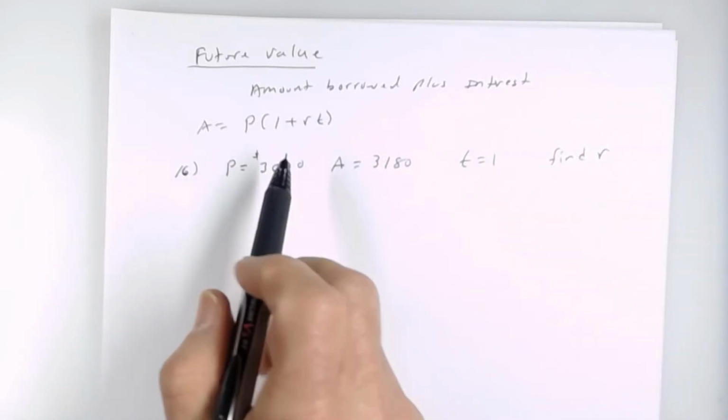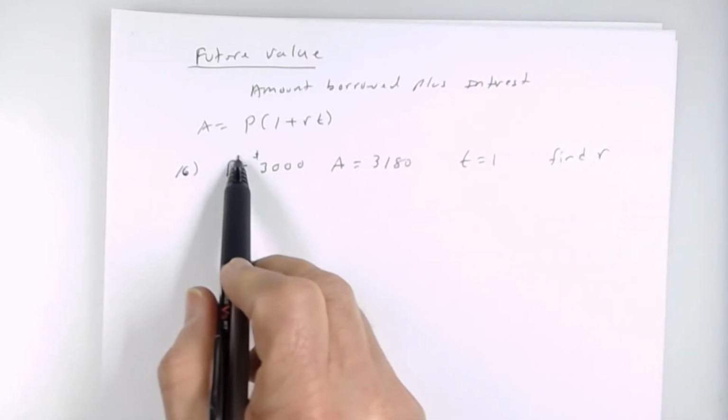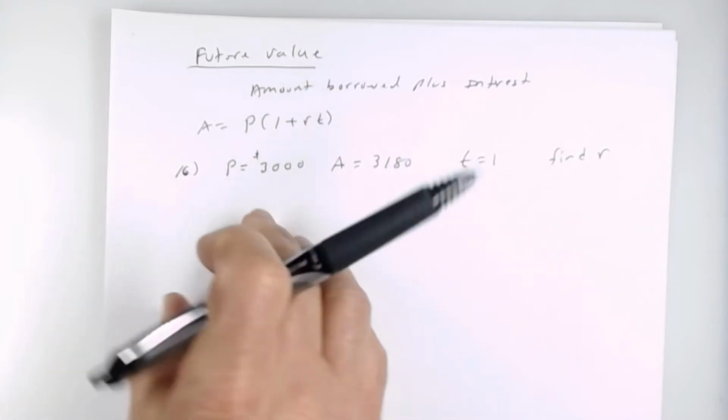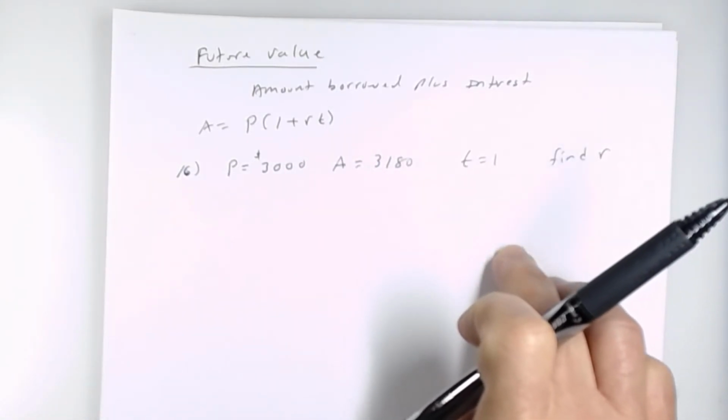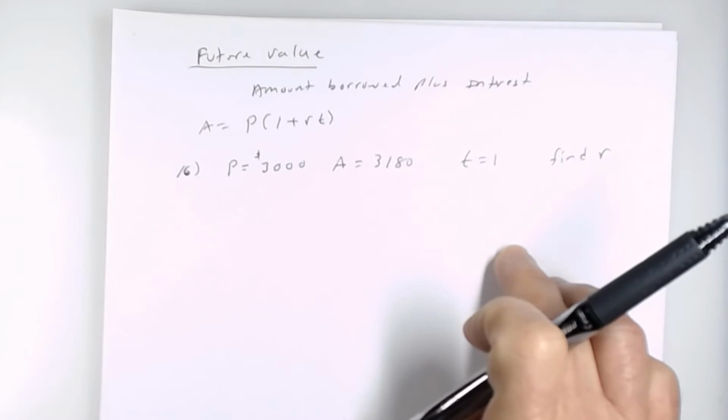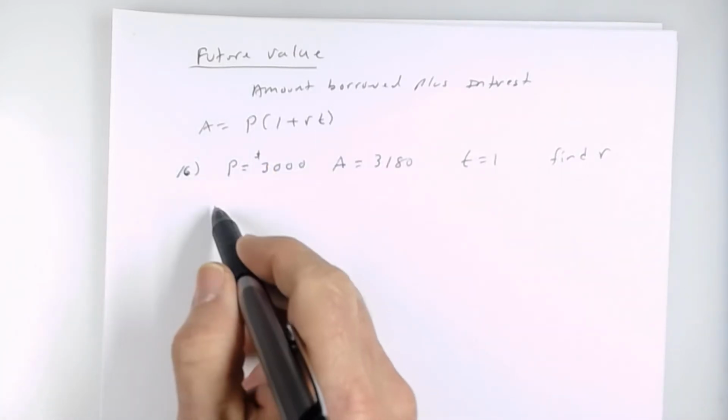I'm going to do it first of all using the future value formula, and then I'm going to talk about it in a different way. And you could do it also that way. So let's use the formula first. All right, so here's your formula.